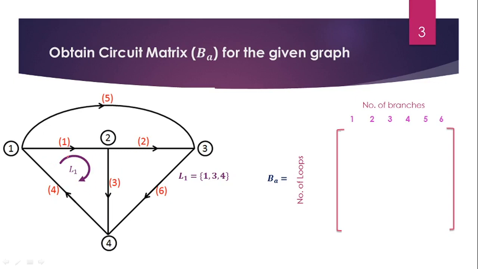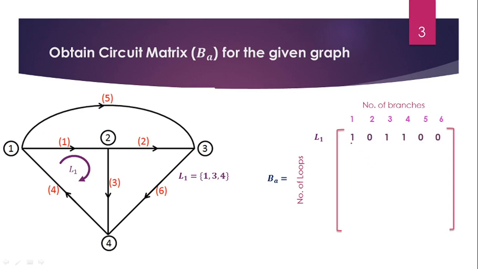The branches which coincide with the loop in the same direction, the branches having the same direction as this loop, we have to take them +1. So 1, 3 and 4. We have a set of branches 1, 3, 4, all having the same direction, so we are taking them positive. In the matrix we can write it for loop 1: only the associated branches 1, 3, 4 will have a value of either +1 or -1 depending on direction, and the remaining branches other than 1, 3, 4 will be taken as 0.